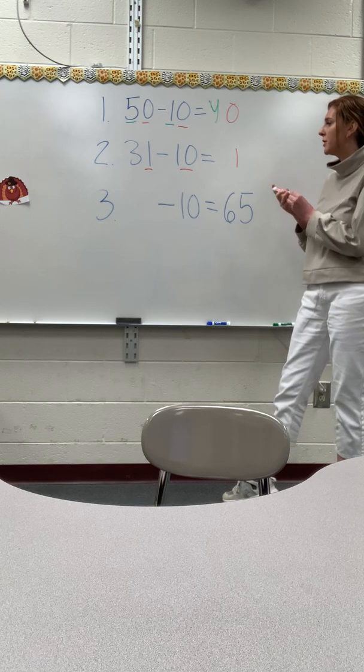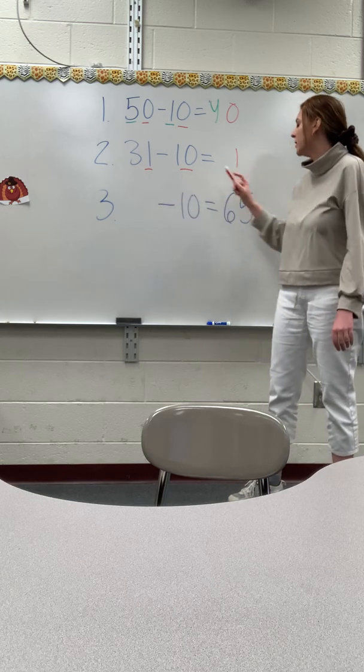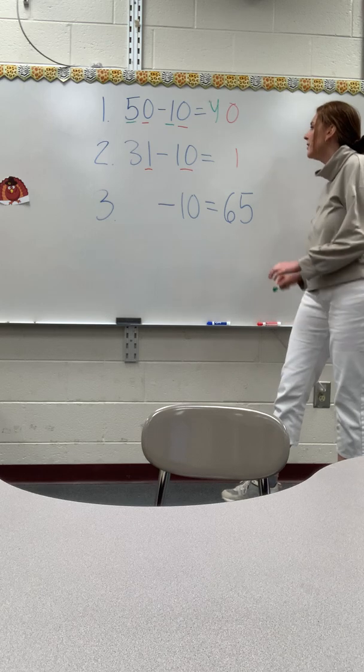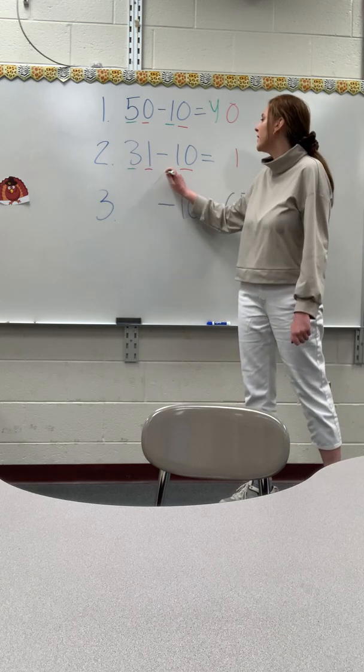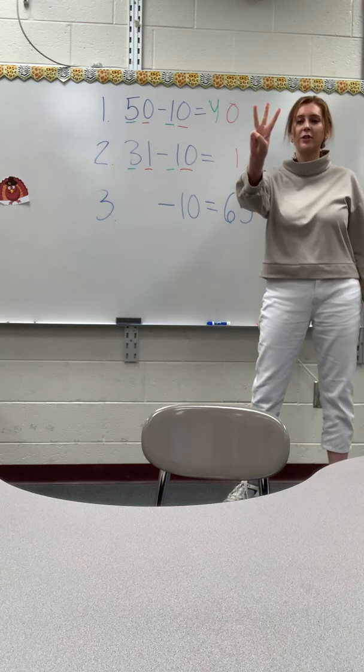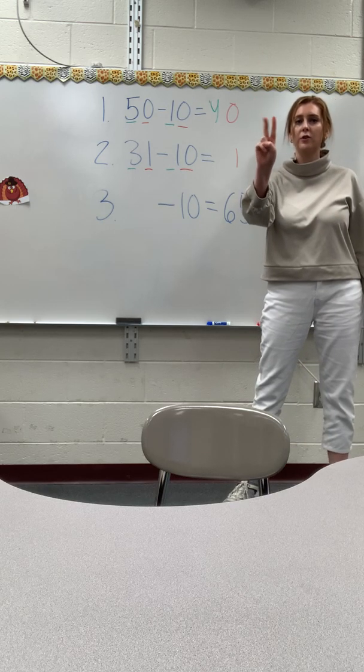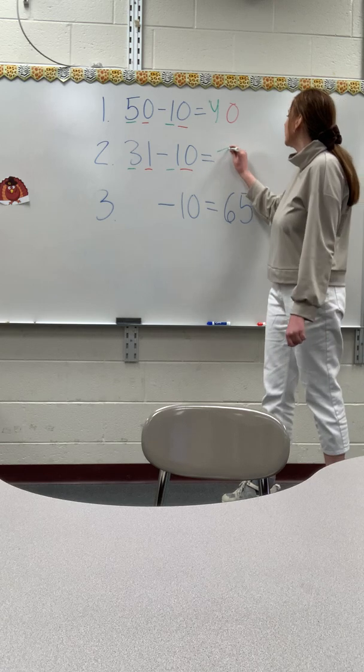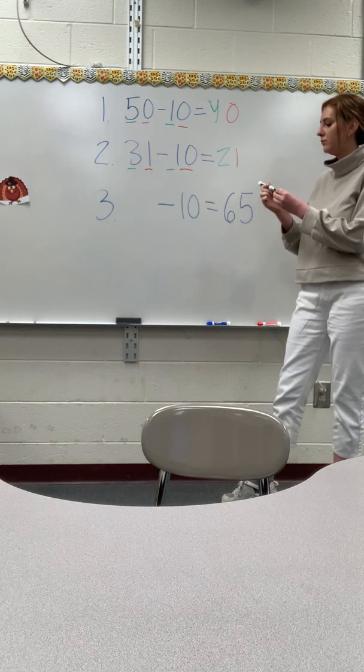And then we move on to our tens place. So we have the 3 in 31 and the 1 in 10. So what is 3 minus 1? If we have 3 fingers and take away 1, we would get 2. So our answer will be 21.